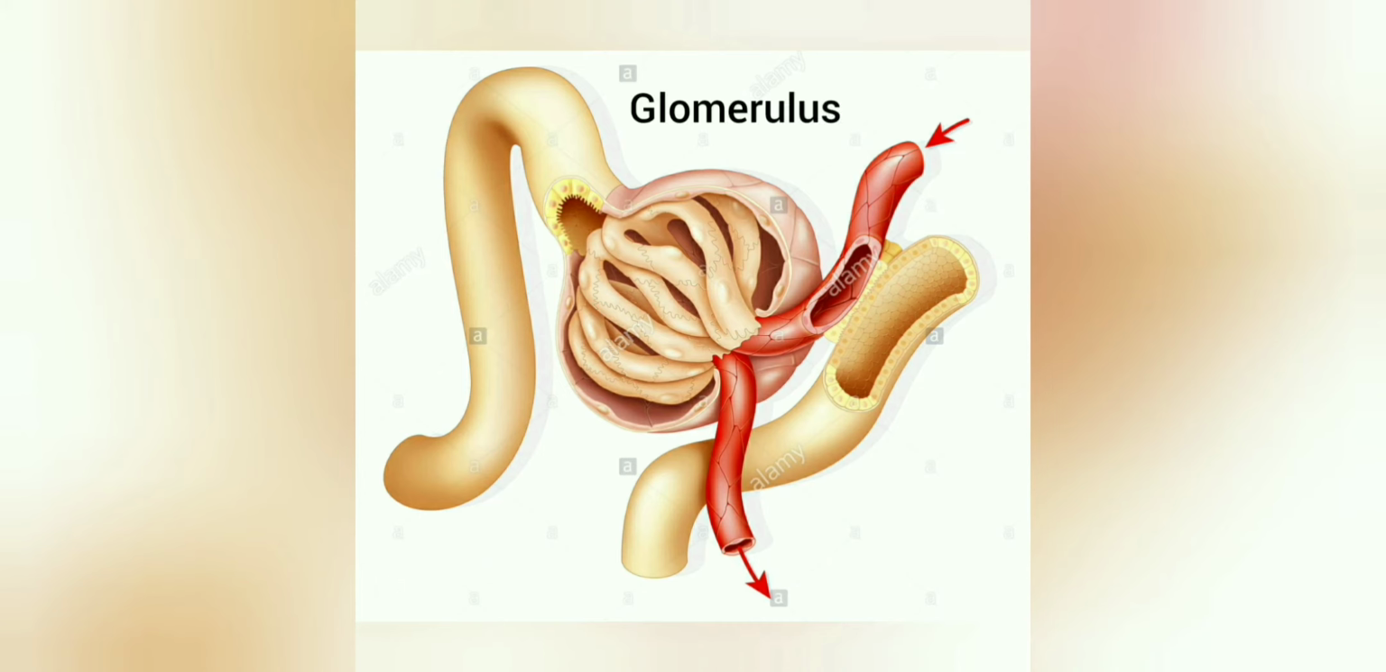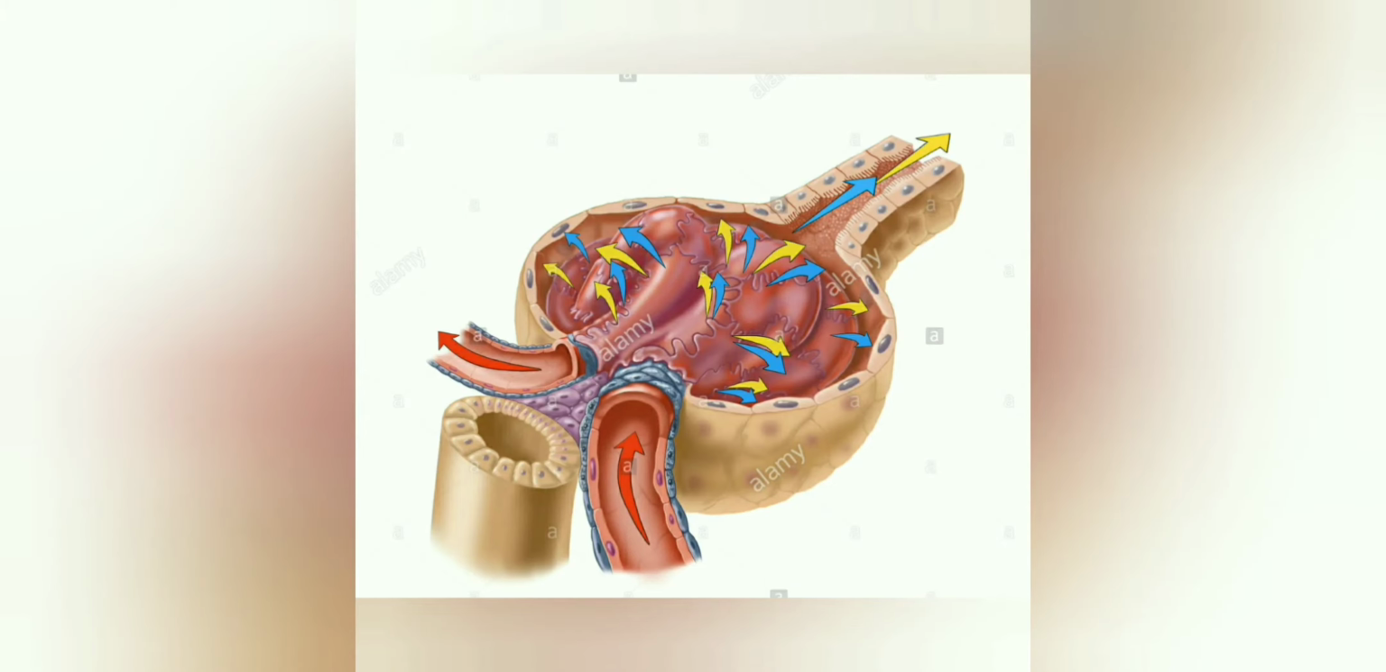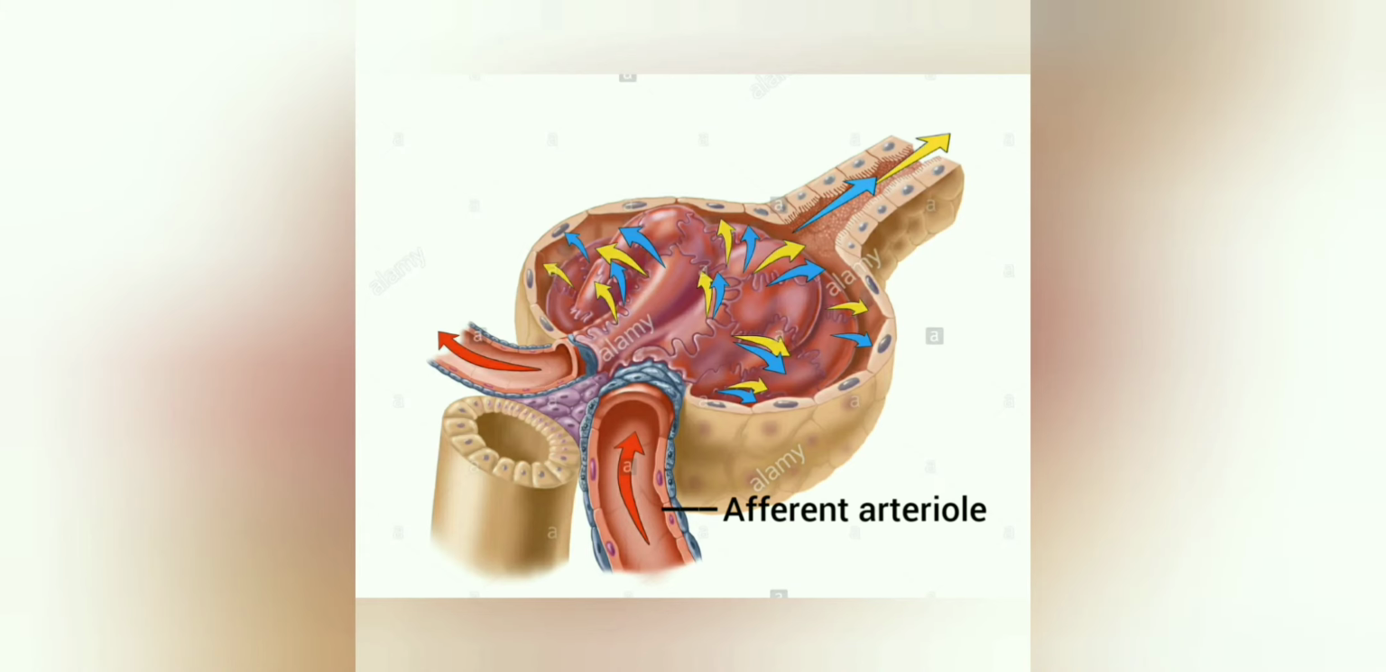Now talking about the details of glomerulus. It is a bunch of fine blood capillaries. It lies in cup-shaped Bowman's capsule. A branch of renal artery called afferent arteriole enters the cup-shaped structure and forms a network of several capillaries called glomerulus.